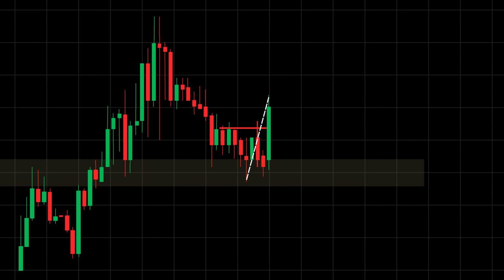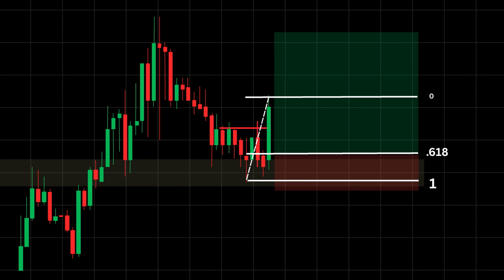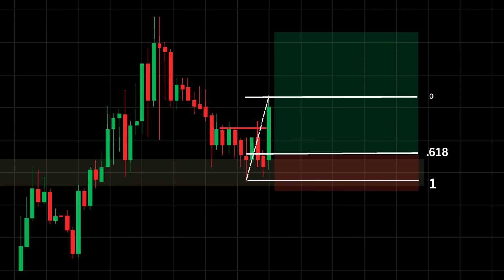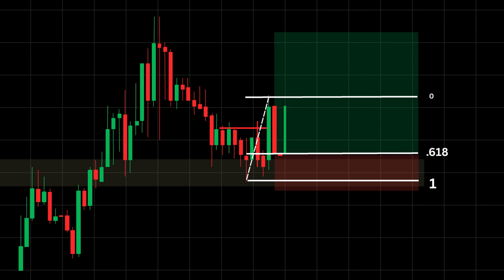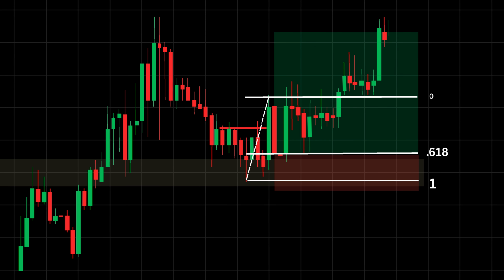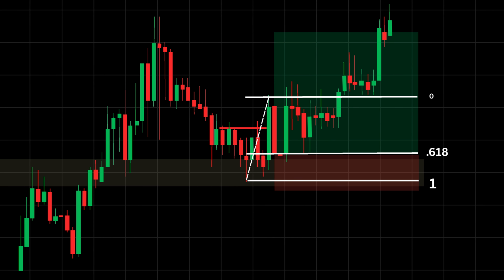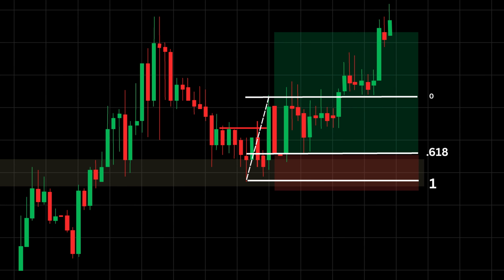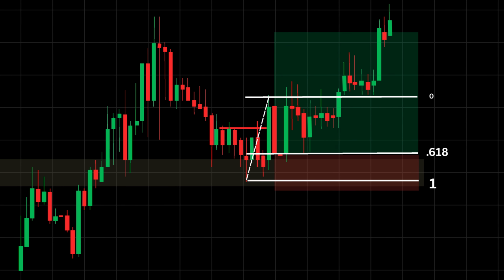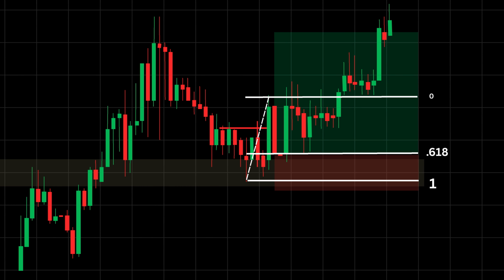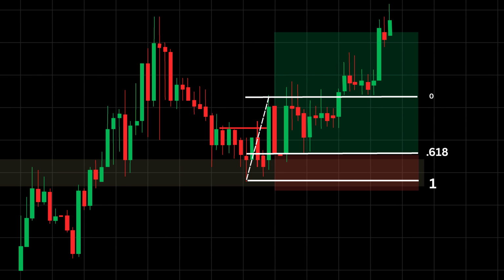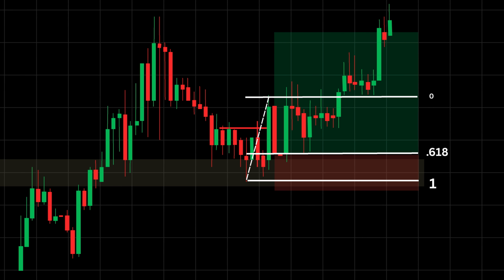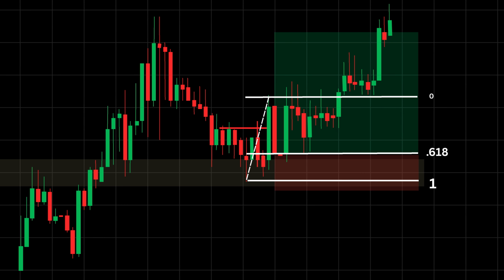Apply your Fibonacci retracement tool from the bottom of the move to the neckline breakout and place your buy limit at the 0.618 level. Set your stop loss just below the swing low. Here's the trade management plan. Once the price reaches 2 times your risk, close half of your position to lock in profit and move your stop to break even. Then, let the remaining position ride until the market hits the next key supply level on the higher time frame.